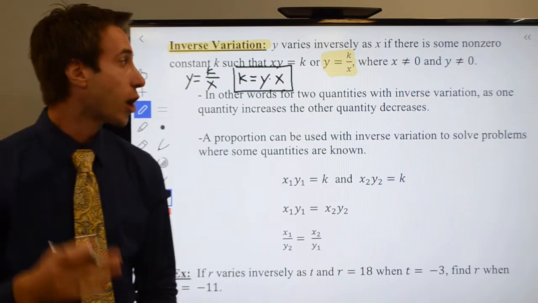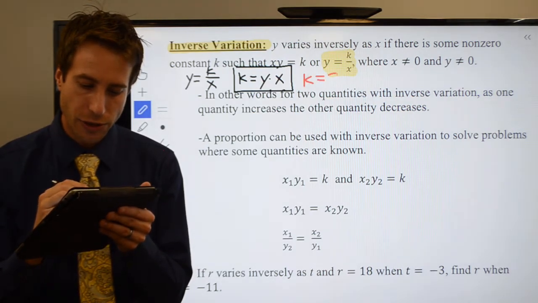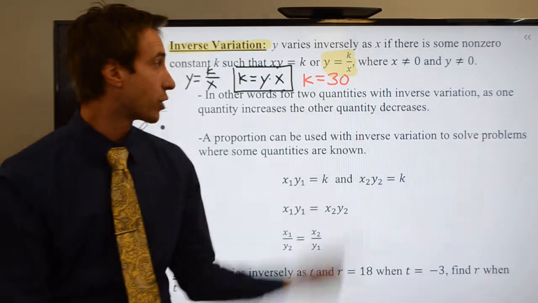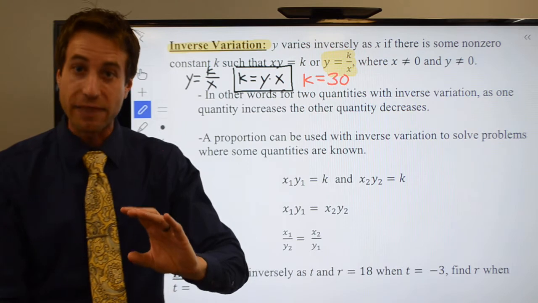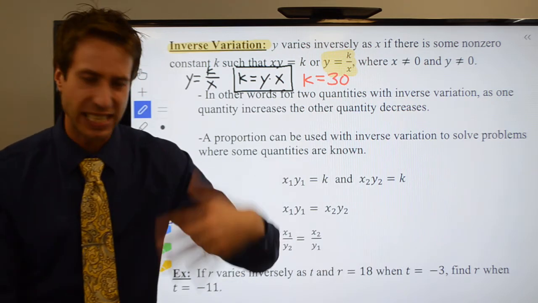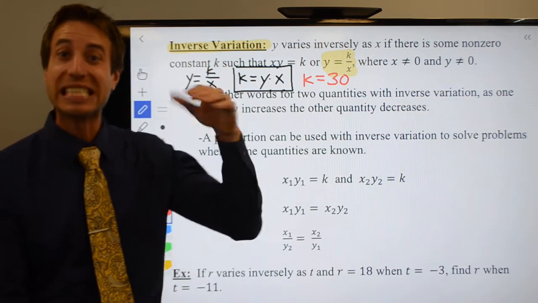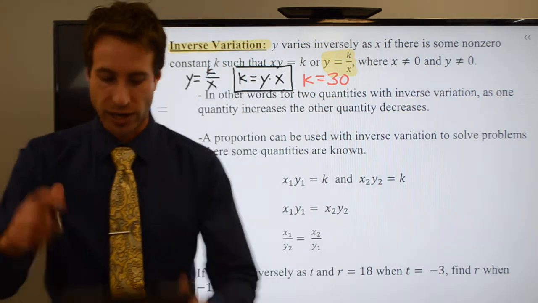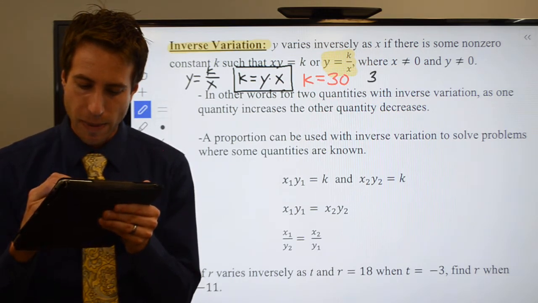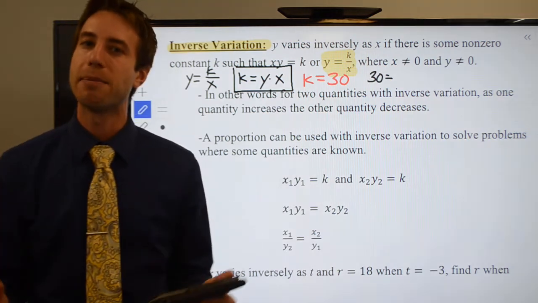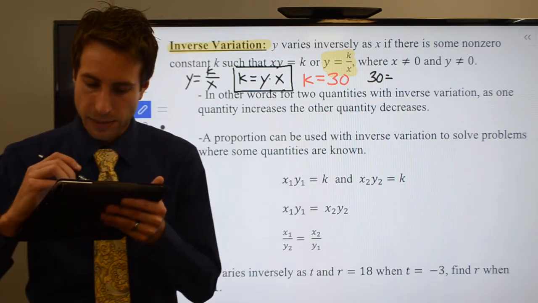All right, now let's talk about this for a second. Let's say that k is equal to 30. So this is my constant of variation. It's the number that never changes. It'll always be the same for a given problem. So let's just say that for this particular example, k is equal to 30. Well, let's go ahead and talk about why this is known as inverse variation. Here's what I know. I know that k needs to be equal to 30. So my first example problem, I have 30 is equal to, let's pick an easy one, 5 times 6.